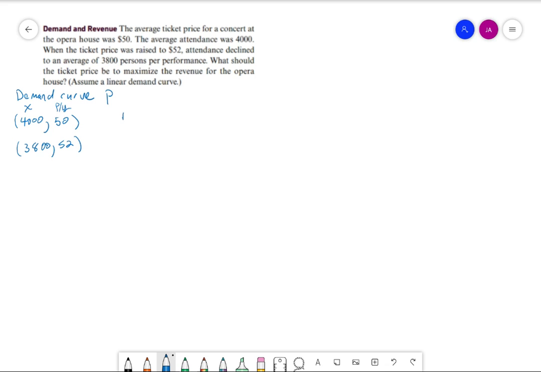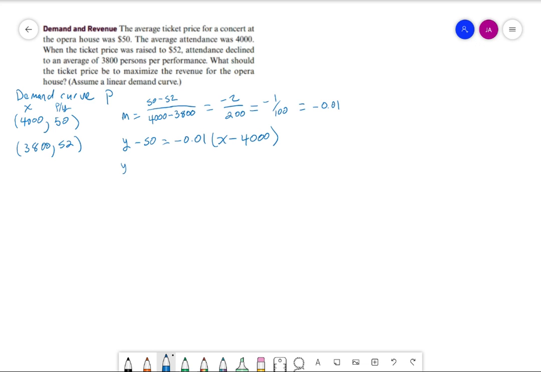Well, then we can find the slope of our linear function. The slope of our linear function is going to be 50 minus 52 divided by 4,000 minus 3,800, or negative 1/100th, which we can write as negative 0.01 if we so choose. Well, then, since we have the slope, we can find our linear demand curve. That's going to be y minus the y value. Pick one of these ordered pairs, it doesn't really matter. How about y minus 50 is equal to that slope, negative 0.01 times x minus 4,000.